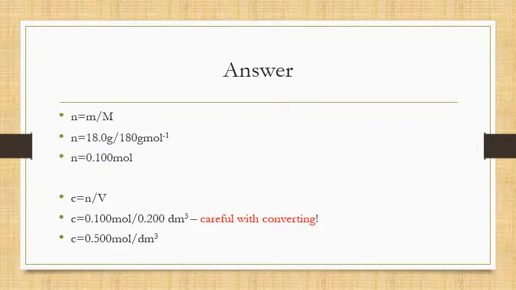The answer is going to be number of moles equals mass over molar mass, 18 divided by 180, which gives you 0.1 moles of glucose. And then the concentration is going to be concentration equals number of moles divided by volume, or C equals 0.1 divided by 0.2. And you have to be very careful with converting. Notice I've converted the centimeters cubed into decimeters cubed. So it gives you a final concentration of 0.5 moles per decimeter cubed, which is the correct answer.